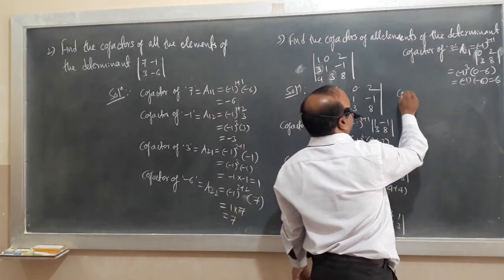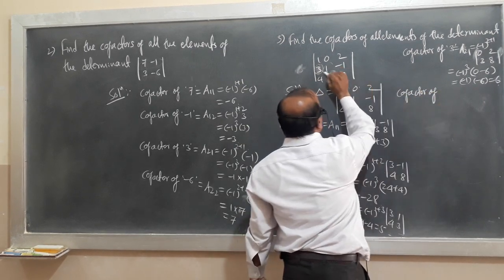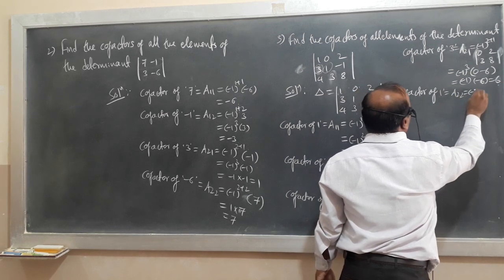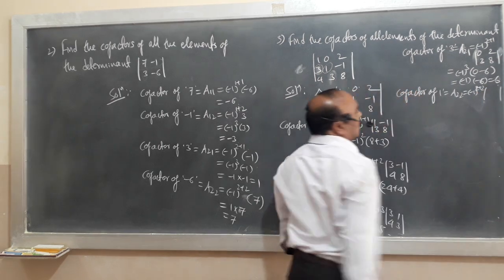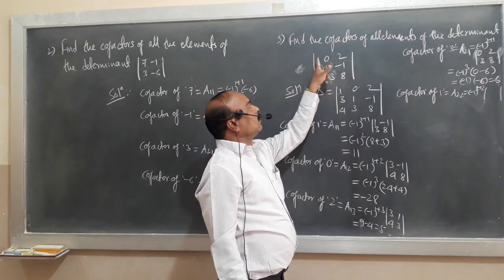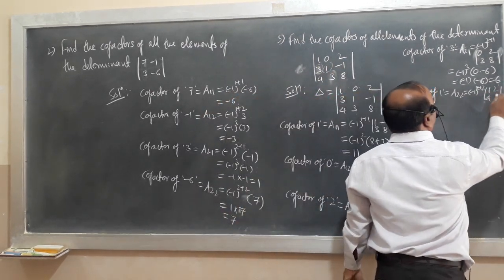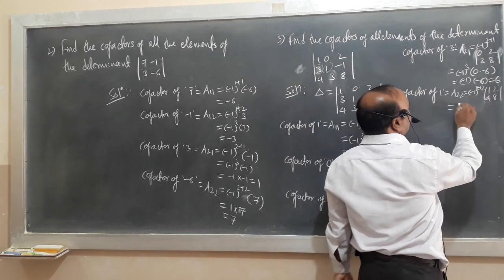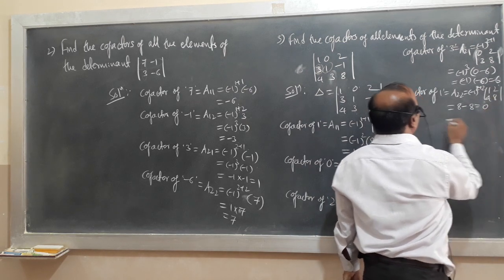Next, cofactor of element 1. It is nothing but a22. It is minus 1 power 2 plus 2 into minor. For this, deleting this column and this row, you get 1 2, 4 8. Now we get minus 1 power 4 is 1. 1 into 8 minus 8, it is 0.